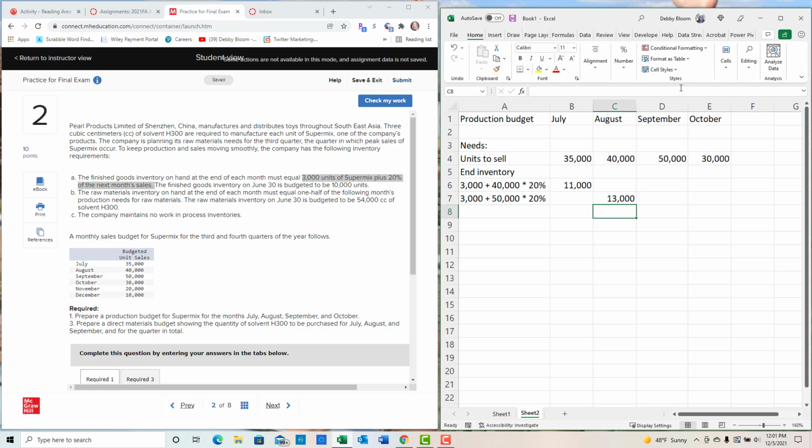Our ending inventory for September, 3,000 units plus 20% of the next month's sales. In September, our next month's sales would be October, and that's 30,000 units. So our ending inventory for September, 3,000 units, plus 20% of October sales, the next month's sales.